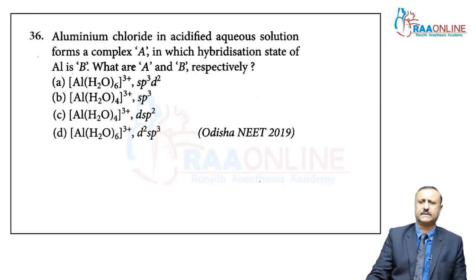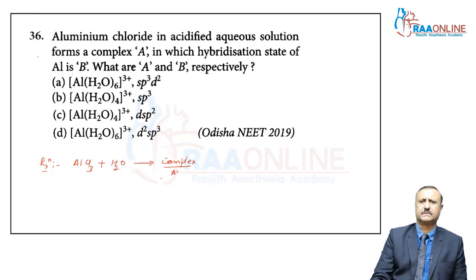Question number 36 also came in the NEET exam, NEET 2019. Aluminum chloride, my dear students, you can write the reaction here. When this aluminum chloride reacts with water, in aqueous solution, it forms a complex A, in which the hybridization state of aluminum is B. What are A and B respectively?